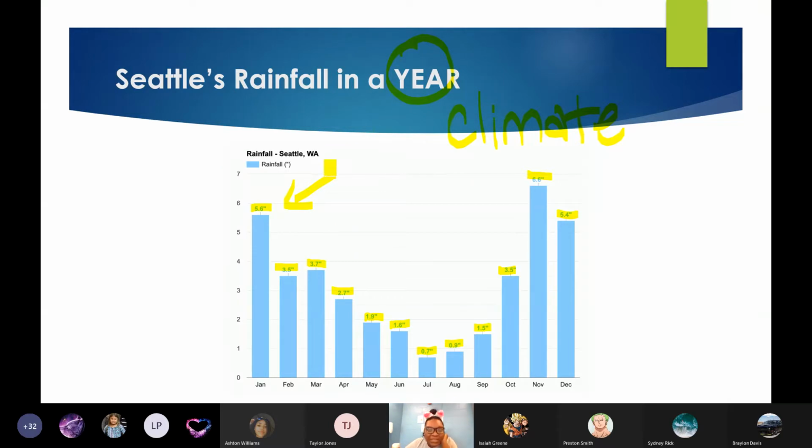So when we're looking here, we see 5.6, goodness, we see 6.6 inches of rain, 5.4, even in the summertime, they got some rain there, okay? So we're looking at the numbers here, not the height of the bars. So we see here that throughout the year, Seattle gets a lot of rain. Seattle gets a lot of rain.